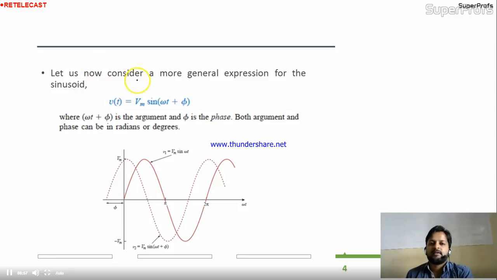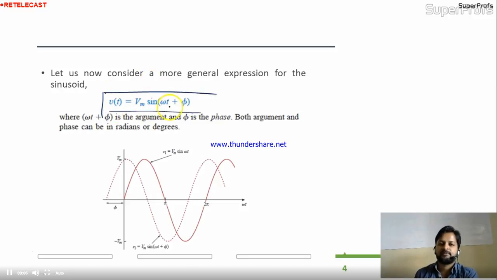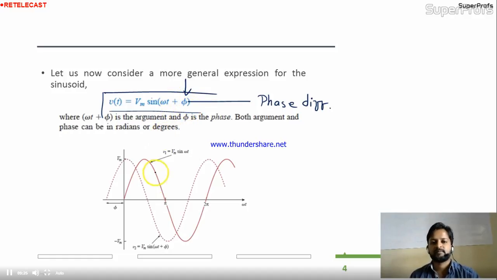Now let us consider a more general expression for the sinusoids. V(t) = Vm sin(ωt + φ), where Vm is the magnitude and φ is the phase difference. Sometimes we encounter phase differences between two sinusoids, so we need to represent that phase difference. That's why we are using φ over here. Here ωt + φ is the argument and φ is the phase. Both argument and phase can be in radians or degrees.